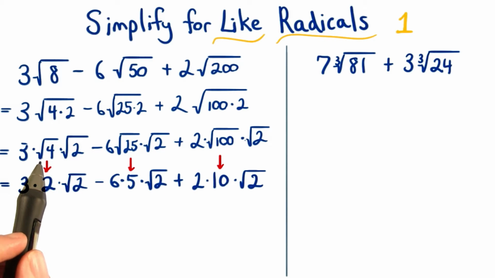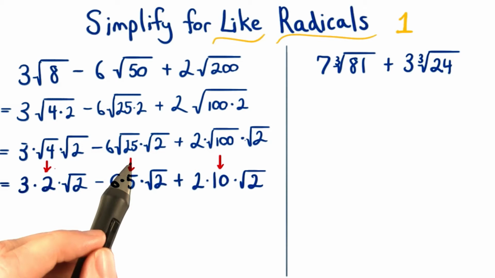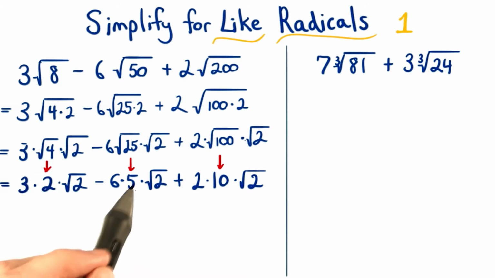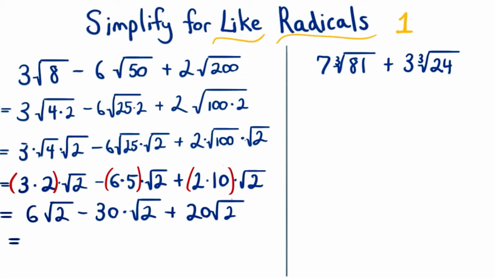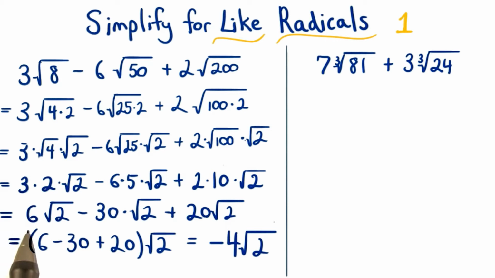Now that we're here, we can take the square root of 4, which equals 2, the square root of 25, which equals 5, and the square root of 100, which equals 10. We multiply the numbers in front of our radicals to get 6 root 2 minus 30 root 2 plus 20 root 2. This leaves us with 6 minus 30 plus 20 times the square root of 2. When we subtract and add these numbers together, we'll get -4 times the square root of 2, our final answer.